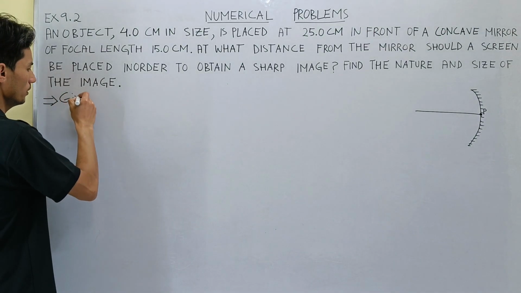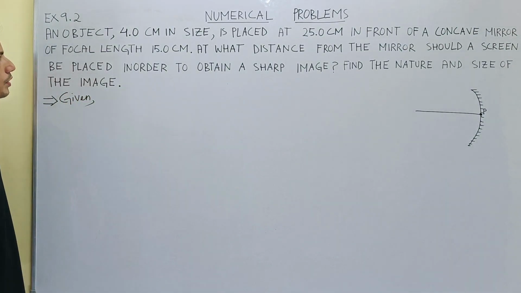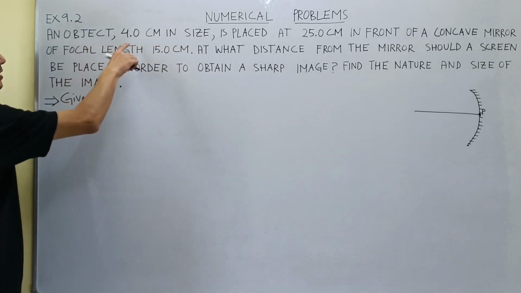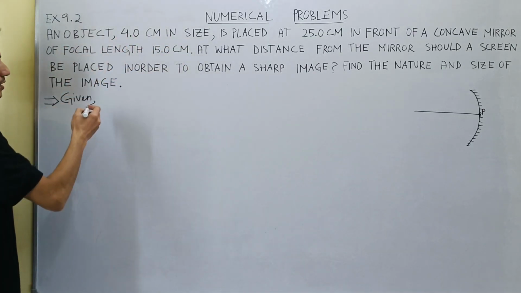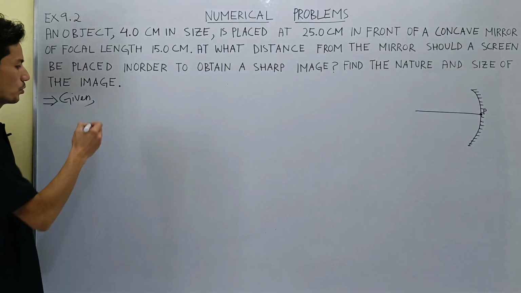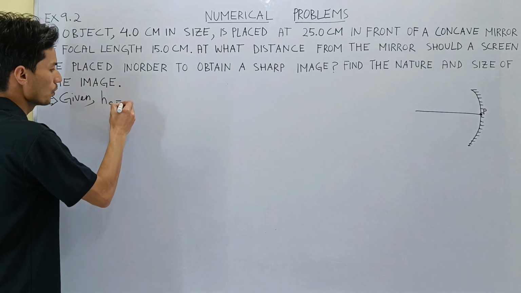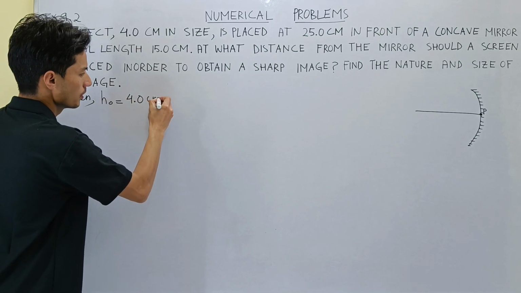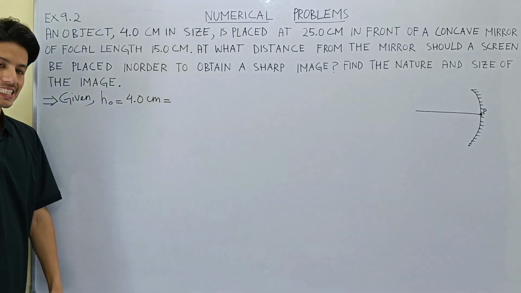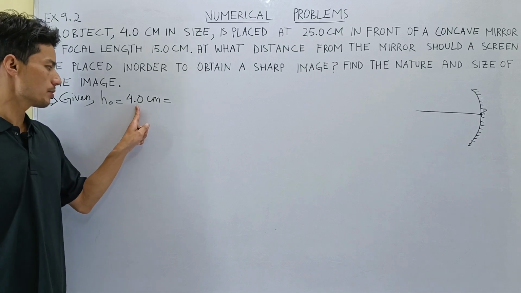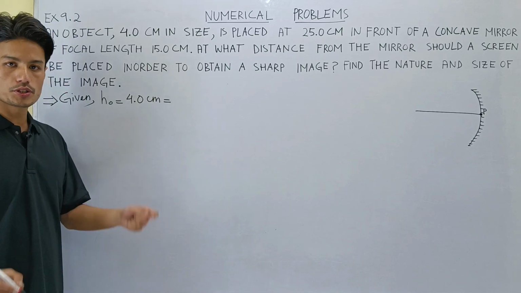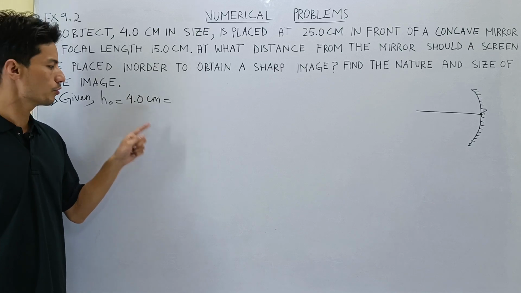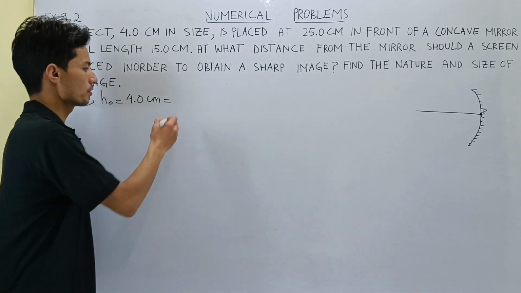So let us write given. Now what things are given to us? An object 4 cm in size. This is the size of the object. Size of the object is represented by the symbol HO. So HO is given to us as 4.0 centimeter. Don't get scared by the decimal, okay class? Decimals are just there to confuse or trick you, and many students get scared of the decimal. 4.0 centimeter means 4 centimeter only.